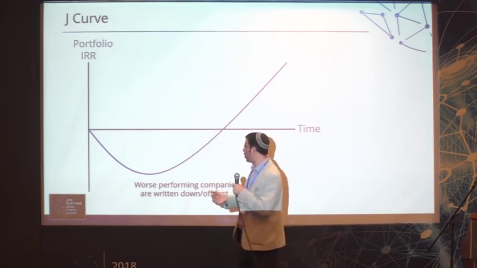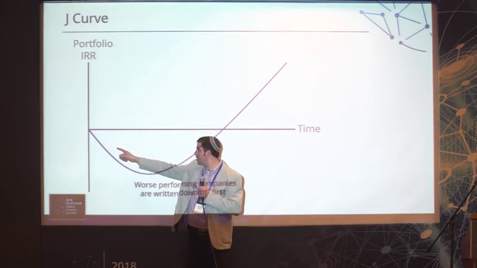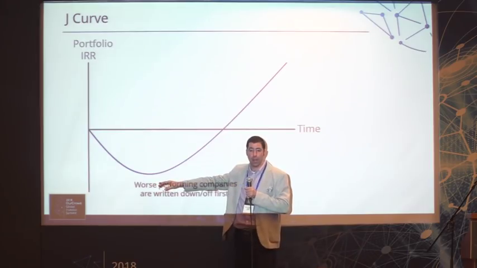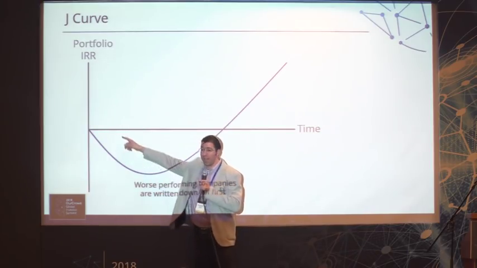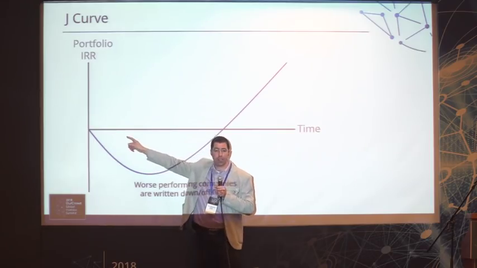So if you look over time, what you would find is that the worst companies in your portfolio start to get written down. This is when they run out of cash. This is when there's nothing left. And this is when they're written off completely. But Instagram and Facebook that you invested in over here in that big round, they haven't changed their valuation because they haven't had to raise money.